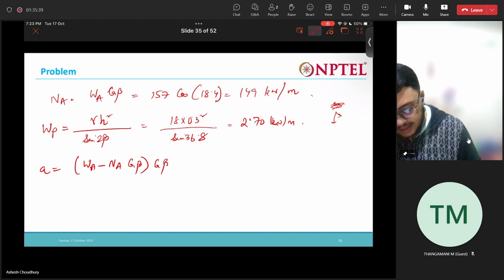I will just give all the values. You can do this by yourself when you do. So it will come out as 40.8. B is a very big formula. If you do, it will come out as 21.4.